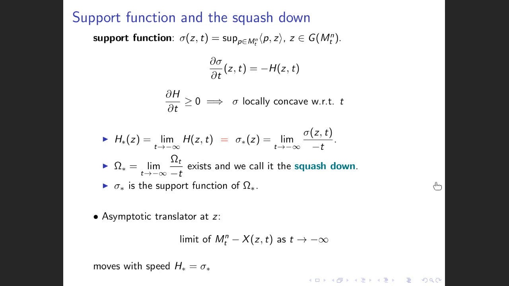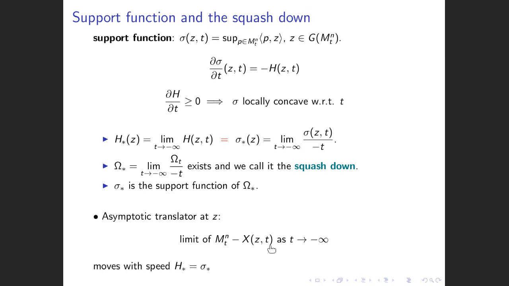Now, a first observation is the following. If I look at any asymptotic translator at some normal z, what is this? I take a time slice t, and I take the point on this time slice that has normal z, and I put it at the origin. I'm being a bit sloppy here, but you have to do it for a subsequence of time going to minus infinity. What you get is a translator.